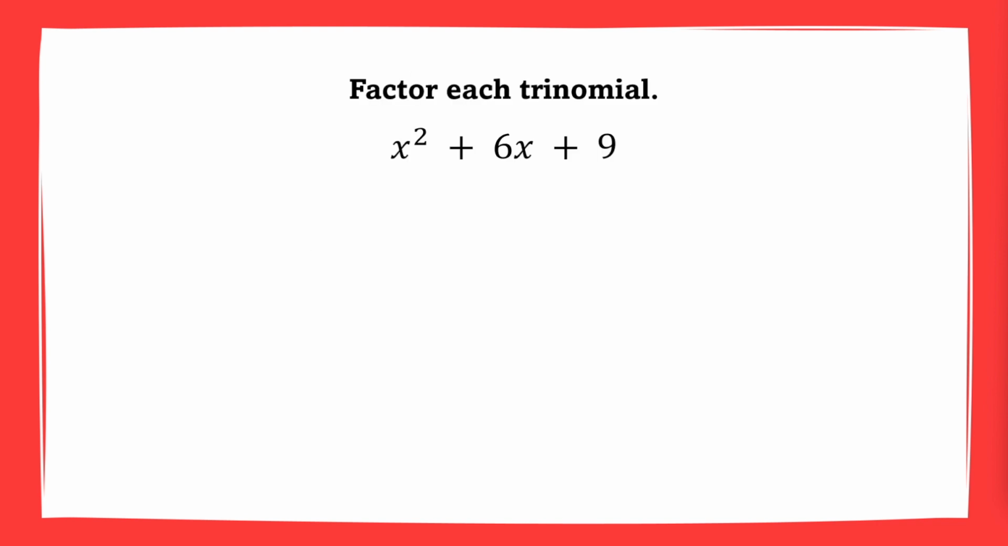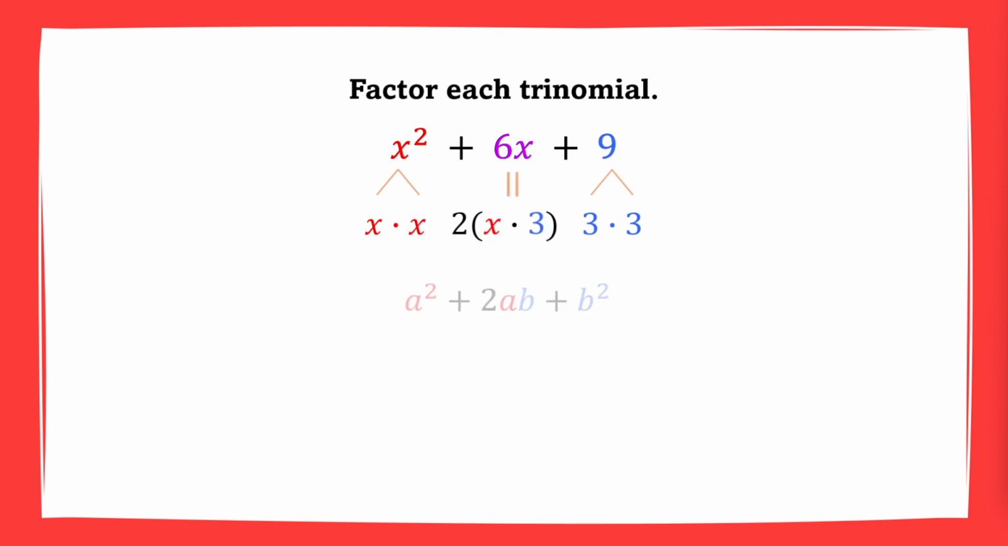Some polynomials can be factored into perfect squares. In this case, we can see that x squared is x times x, and 9 is 3 times 3, making the first and the third terms perfect squares. And the middle term is twice the product of one factor from each of these perfect squares.